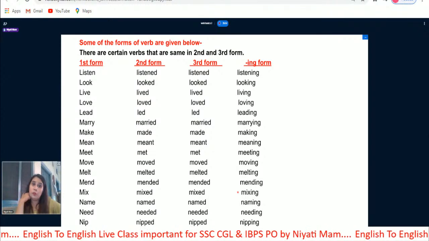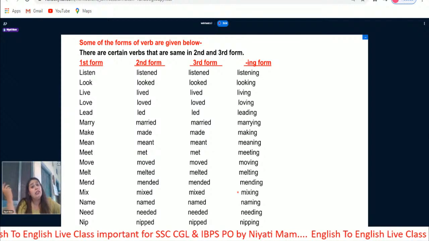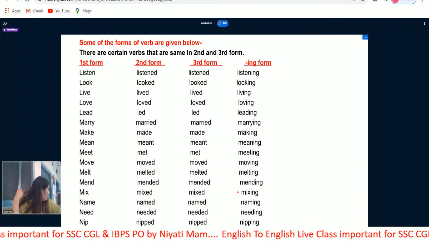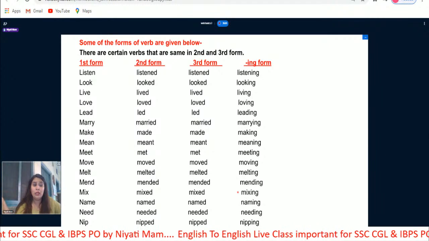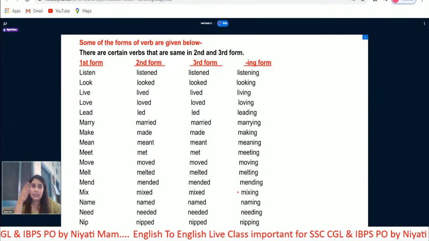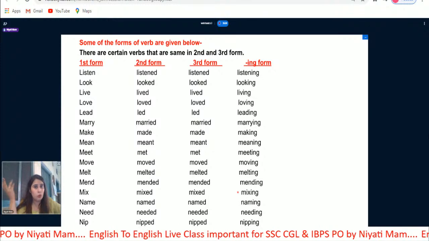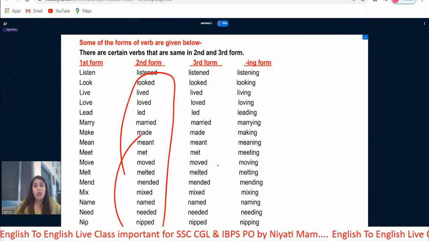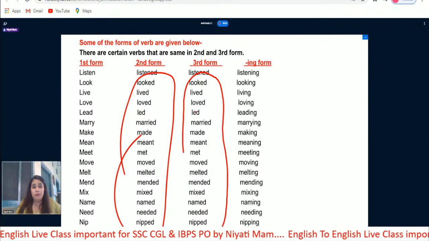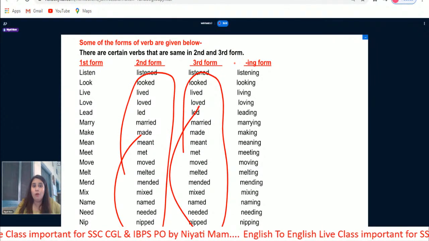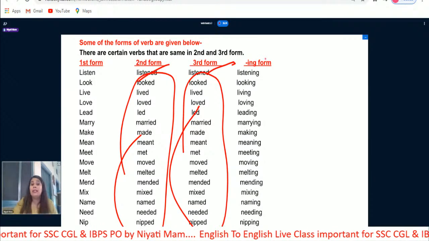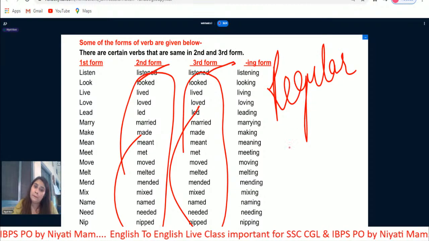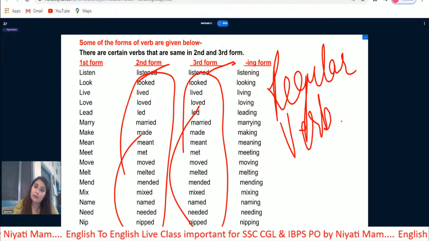And now if I talk about regular verbs, then there are certain words that are same in second and third form. These verbs are known as regular verbs, like listen, listened, listened. If you can see, all these words are similar on this side. Second and third are same for these verbs, and such verbs are known as regular.